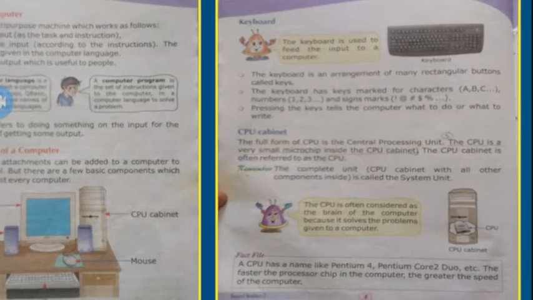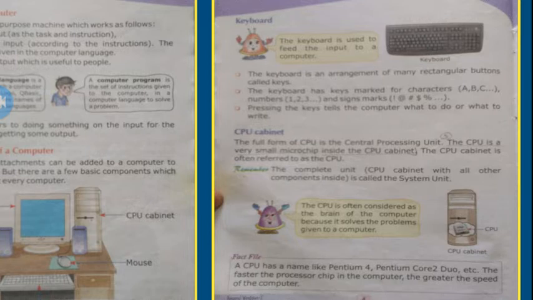Students, keyboard. What is a keyboard? The keyboard is used to feed the input to a computer. The keyboard is made up of many rectangular buttons called keys. Clear? The keyboard has keys marked with characters A, B, C, numbers 1, 2, 3 and sign marks like exclamation, at the rate, hashtag, dollar, percentage, etc. Pressing the keys tells the computer what to do or what to write. Clear, students? Now CPU cabinet.